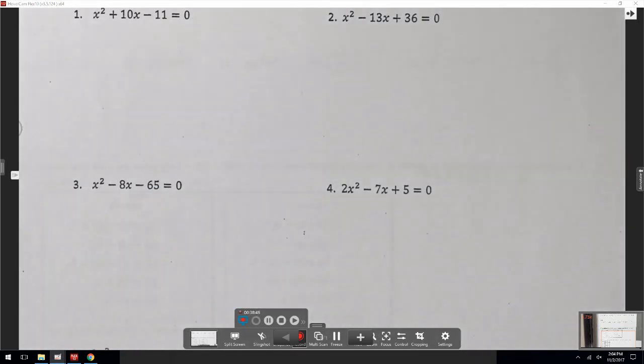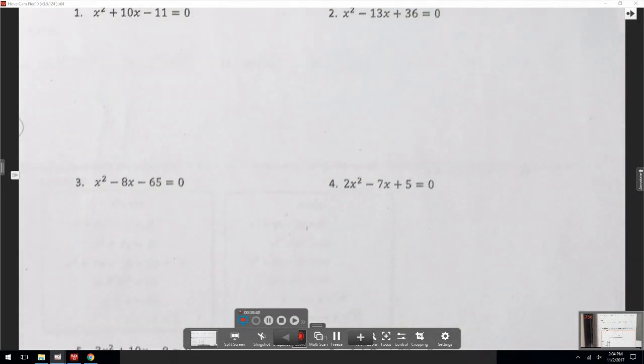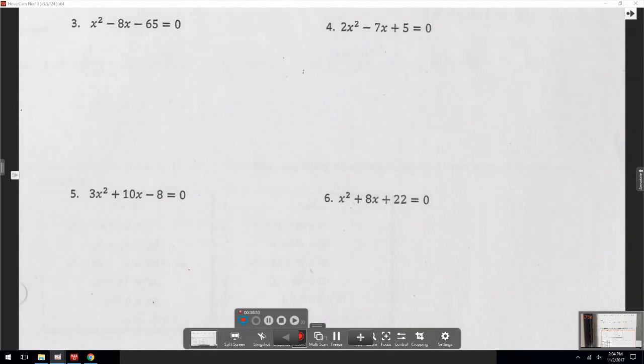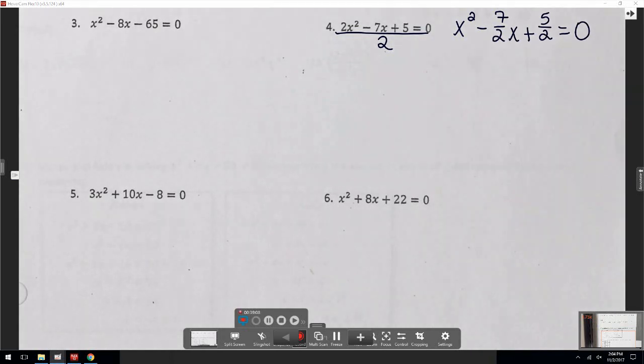All right, here we go. Number 4. We gotta get 4 done. Let's go. 4 has a number in front, so to get rid of it, you divide by 2. Then you get the x by itself by moving your constant, which in this case is the 5 over 2. So you're going to subtract it to the other side.